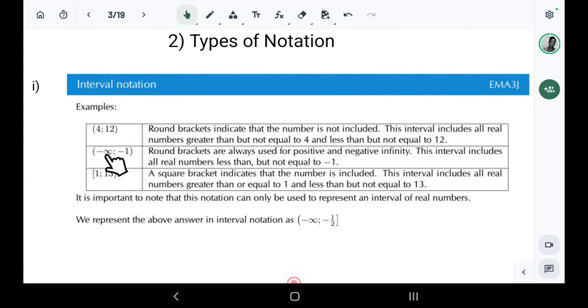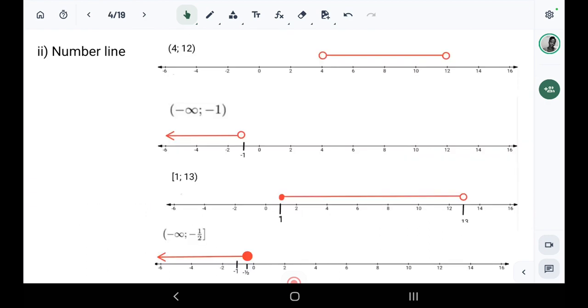Now in this case, if you've got a negative infinity on the left hand side with a round bracket, separated from a negative 1 with a round bracket also on the right hand side, that means this interval includes all real numbers less than negative 1, because you can only go to the left of the number line from there. So it's all real numbers less than but not equal to negative 1. Now let's look at the number line notation.